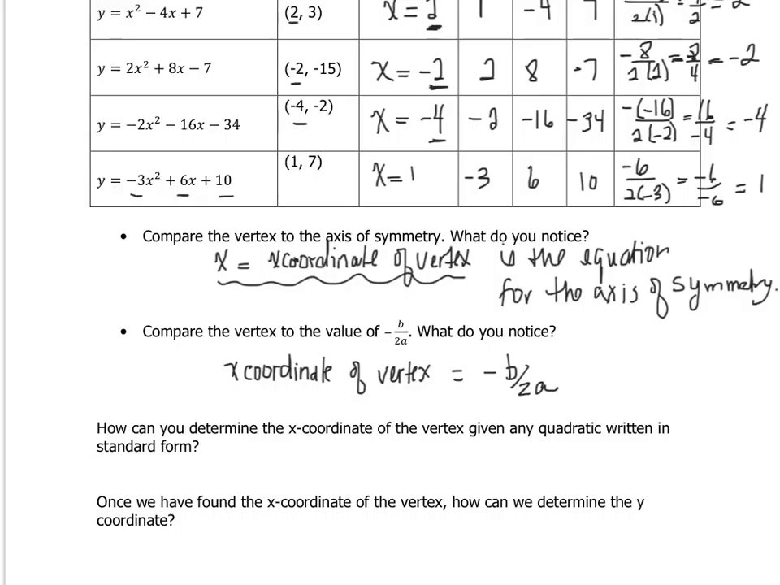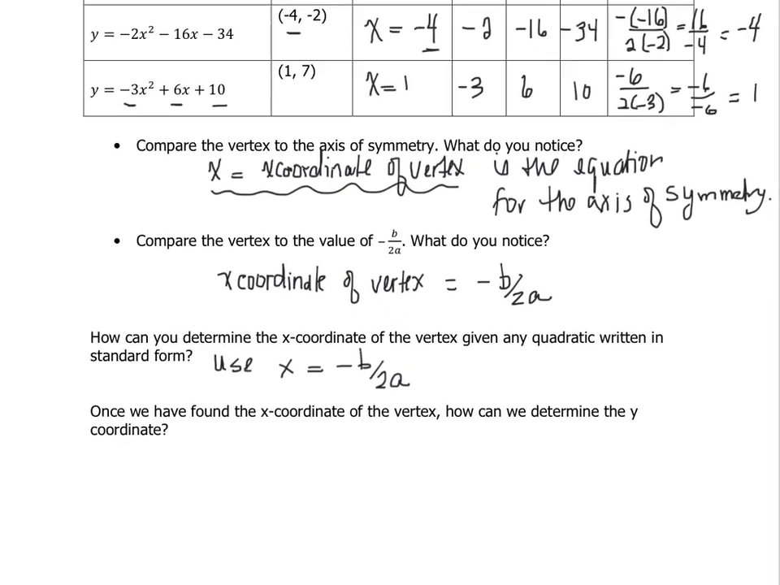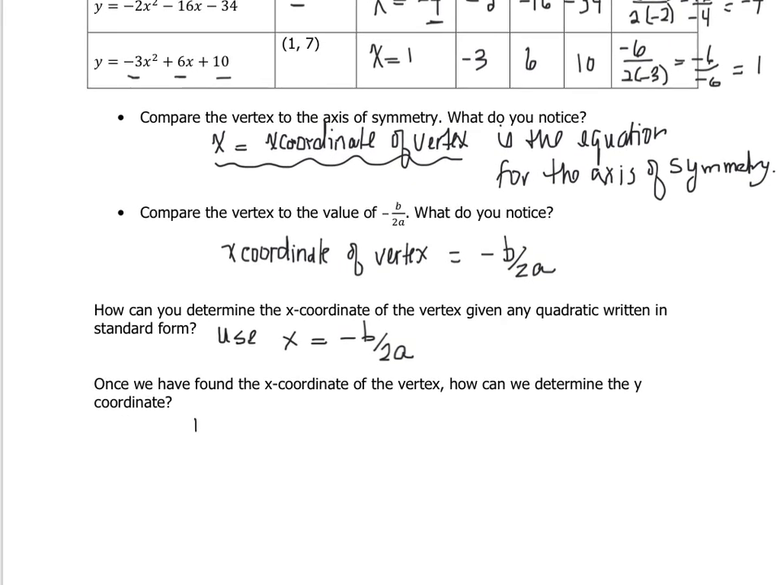So how can you determine the x-coordinate of the vertex given any quadratic written in standard form? You can use x equals negative b over 2a. And once you found that, how do you find the y-coordinate? You plug the value of negative b over 2a into your equation to find the corresponding y-coordinate.